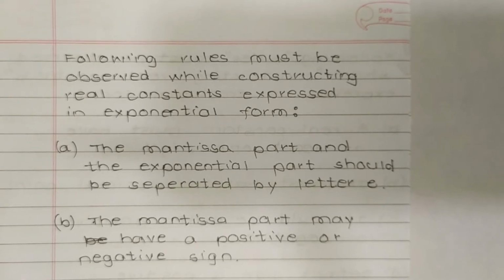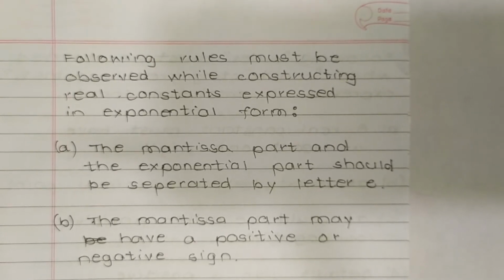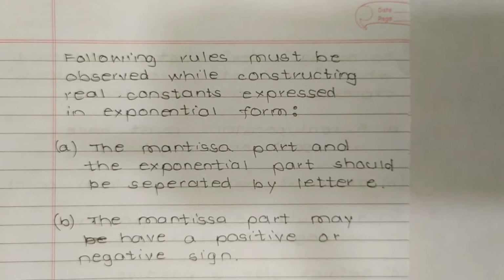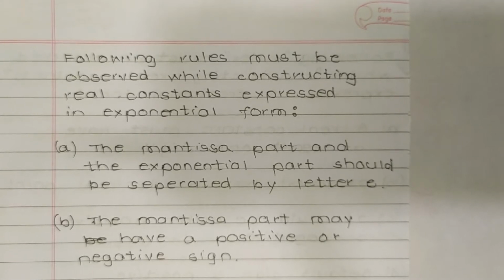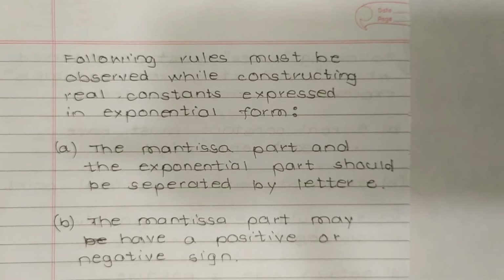The following rules must be observed while constructing real constants expressed in exponential form. So we can express numbers and real constants in exponential form, but there are a few rules for expressing them. Rule A: the mantissa part and the exponential part should be separated by the letter E. So the characteristic and mantissa part is separated by the letter small e.